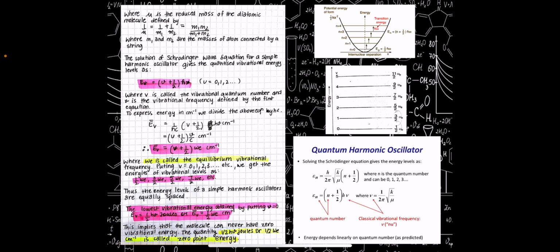So, it should be noted that the lowest vibrational energy, which is obtained by putting the vibrational quantum number equal to 0, we get E nu is equal to half h nu joules. And this implies that a molecule can never have zero vibrational energy. So the quantity half h nu is called the zero point energy.